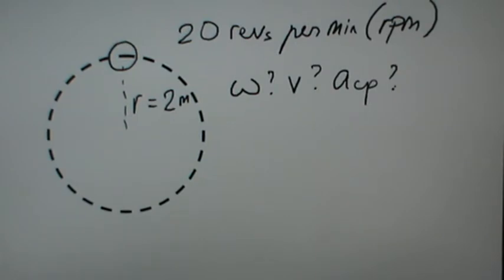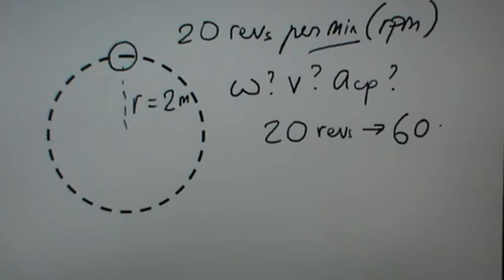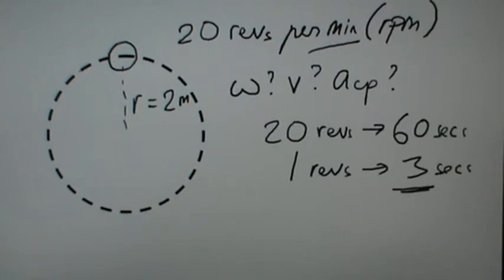Now, first we should find the period of the motion. We have 20 revolutions in 1 minute, or we can say 20 revolutions in 60 seconds. Therefore, one revolution will take 3 seconds, and you have learned that the time for the object to complete one circle is the period. So this 3 seconds is the period of the motion.